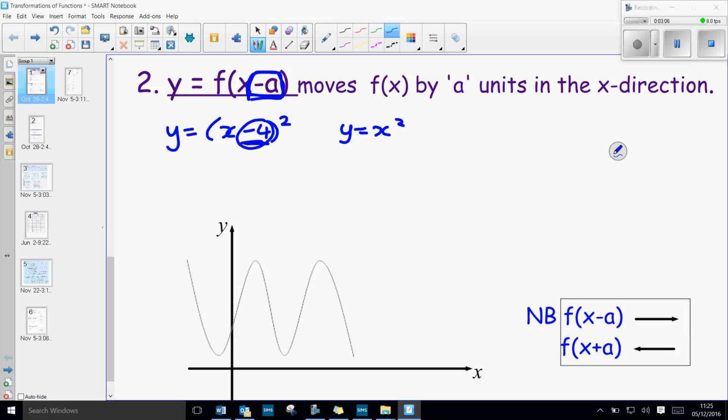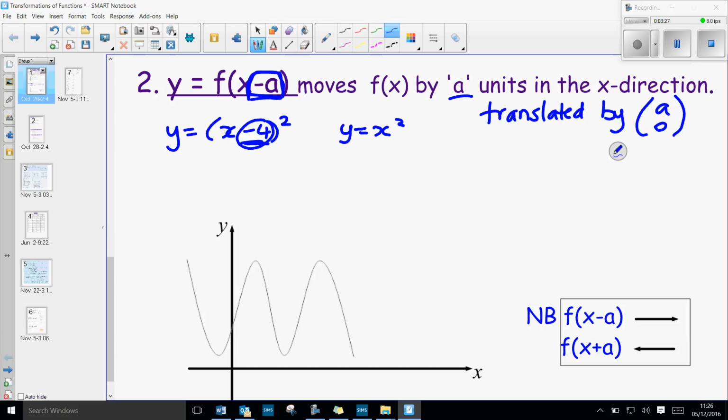So again, we could say translated by (a, 0). That's using translation vectors as opposed to just words. Either are acceptable. So a would be on top of that one because it's a horizontal move.